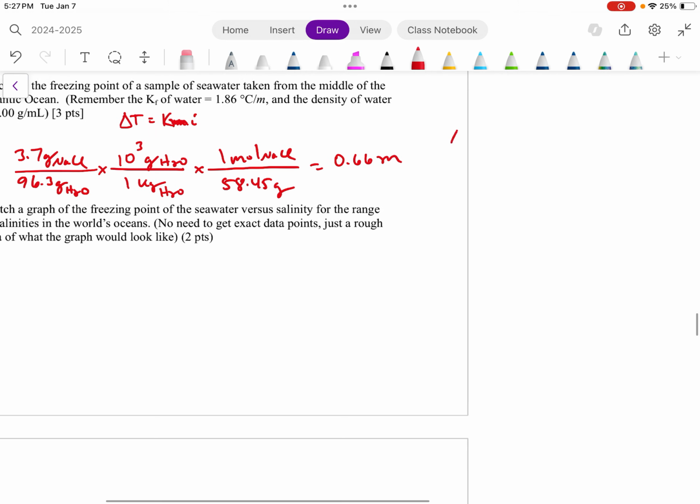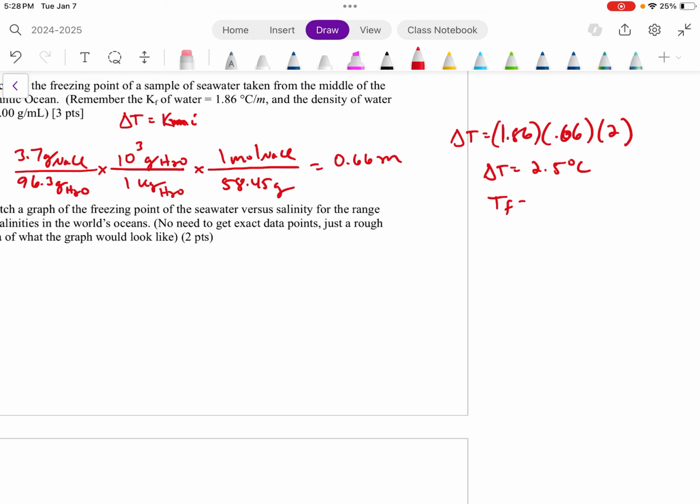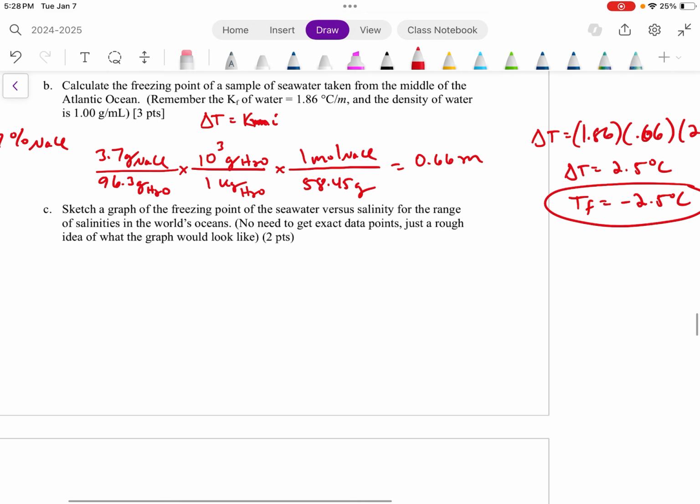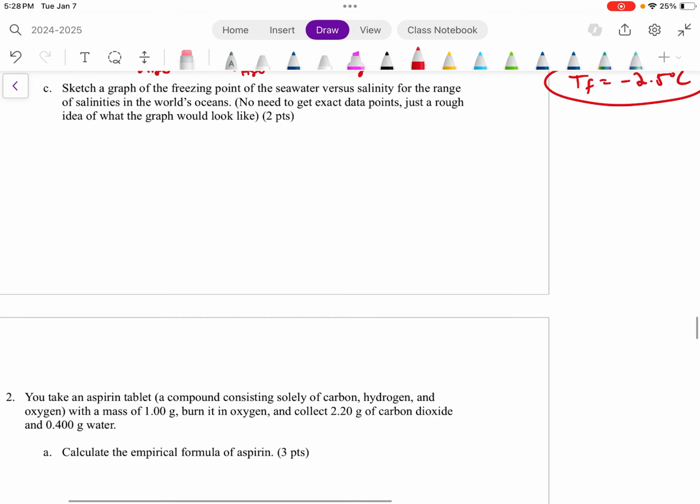Now I'm going to plug that into my delta T equation. I know that my K value is 1.86, my molality is 0.66, and my i value here is 2. That's key. It's NaCl. It's going to dissociate in water and form an i value of 2. So our delta T is going to be 2.5 degrees Celsius. So our freezing point is going to be negative 2.5 degrees Celsius. Freezing point depression. So if it's going to change by 2.5, it's going to change negatively by 2.5.